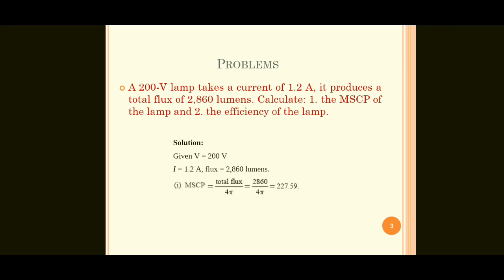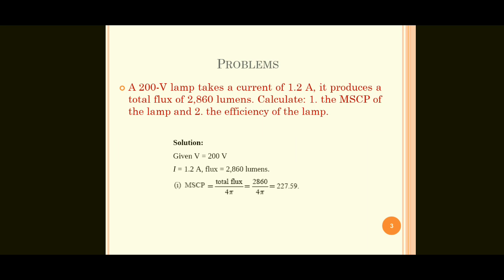So the first problem is: a 200 volt lamp takes a current of 1.2 amps. It produces a total flux of 2860 lumens. Calculate the mean spherical candle power of the lamp. Here the efficiency of the lamp I will explain in the next class; that topic will be covered then.